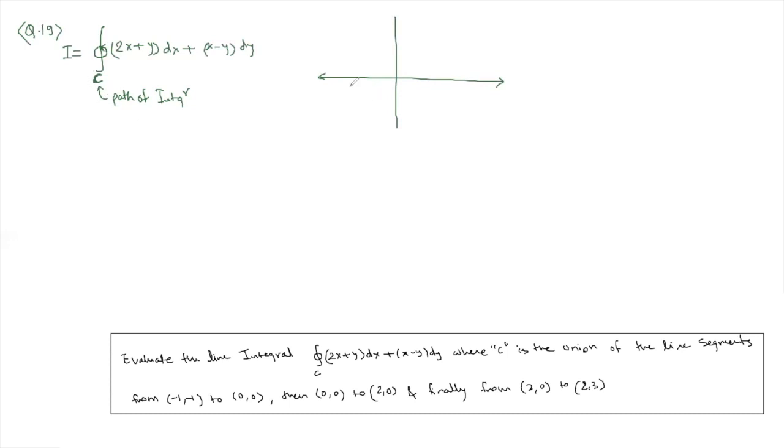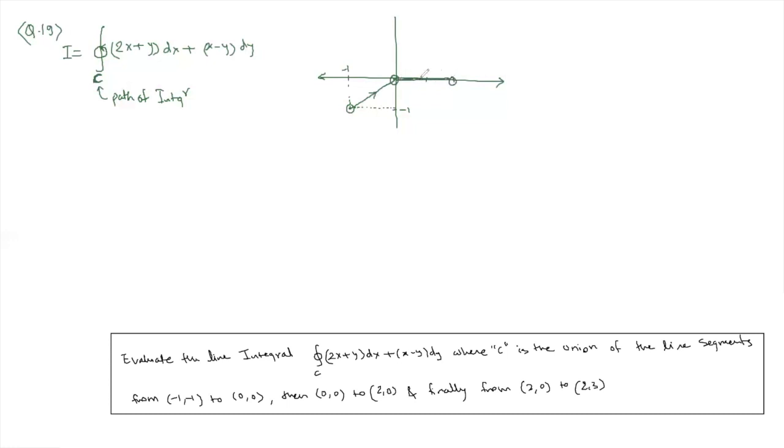And the path is said to be, this is (-1, -1). That's here, to (0, 0). That's your first path, right? What is the next path? Second one, it's (0, 0) to (2, 0). Where is the (2, 0)? It's on the x-axis. This is your second path.